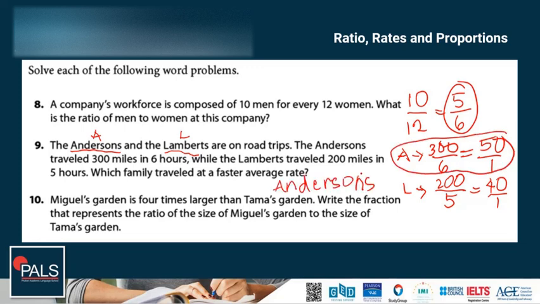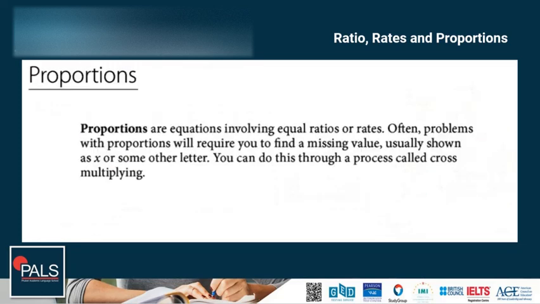Number 10. Miguel's garden is 4 times larger than Thomas' garden. Write the fraction that represents the ratio of the size of Miguel's garden to the size of Thomas' garden. So let's take note. Miguel's garden is 4 times larger than Thomas' garden. So the ratio is 4 to 1. And now let's proceed to proportions.